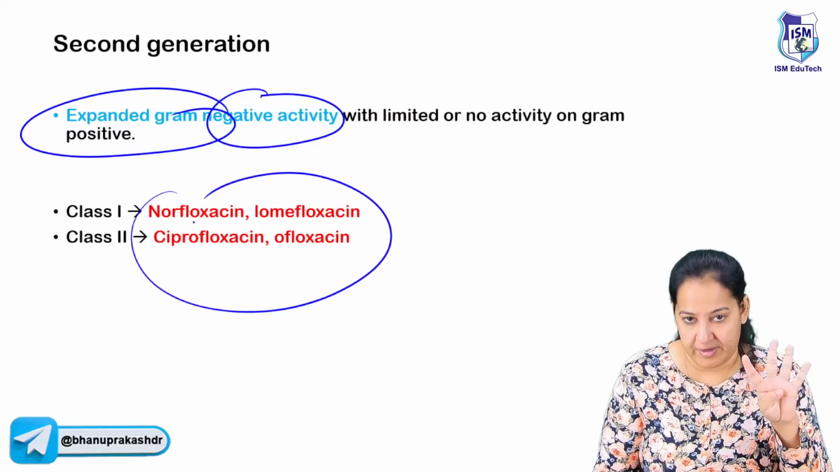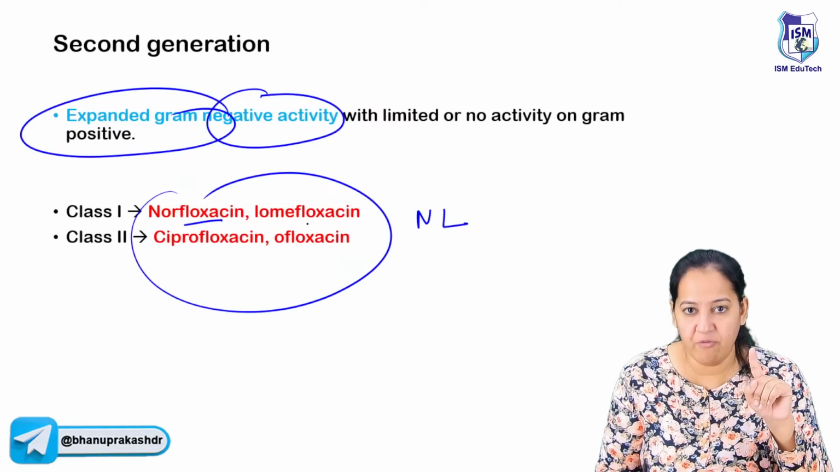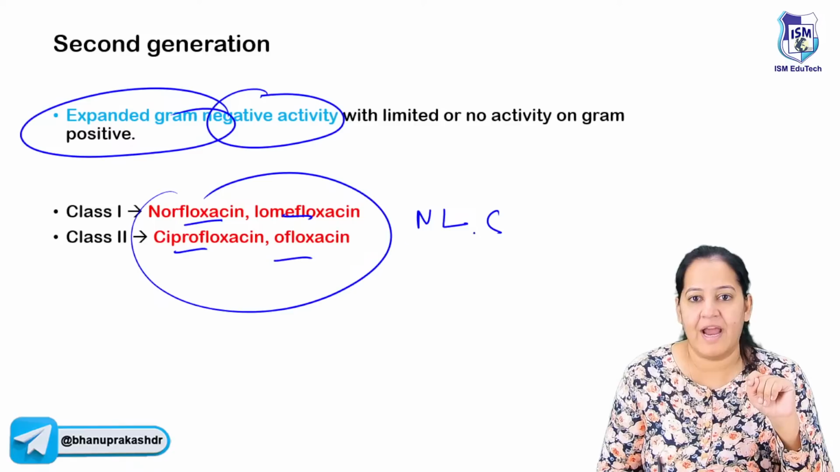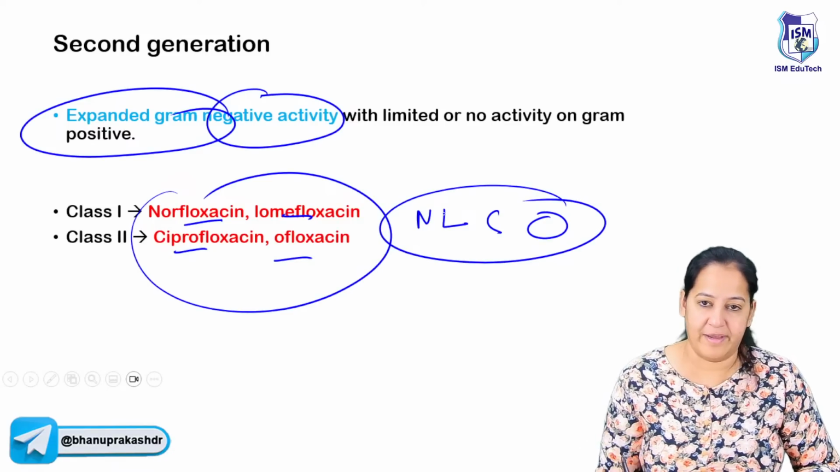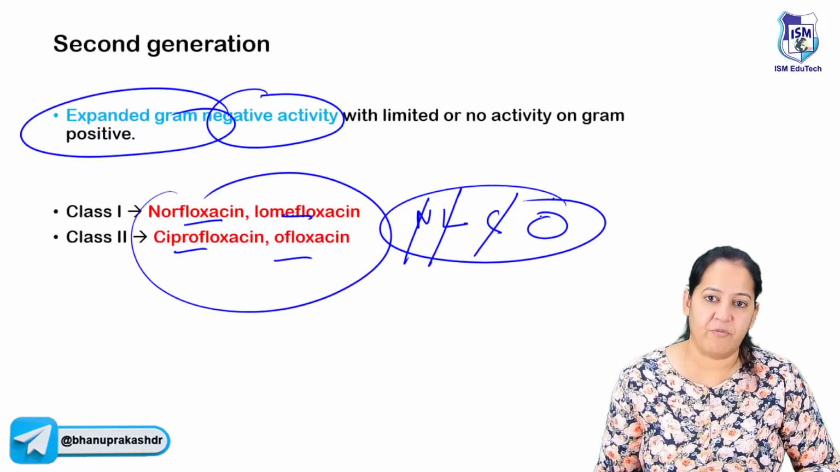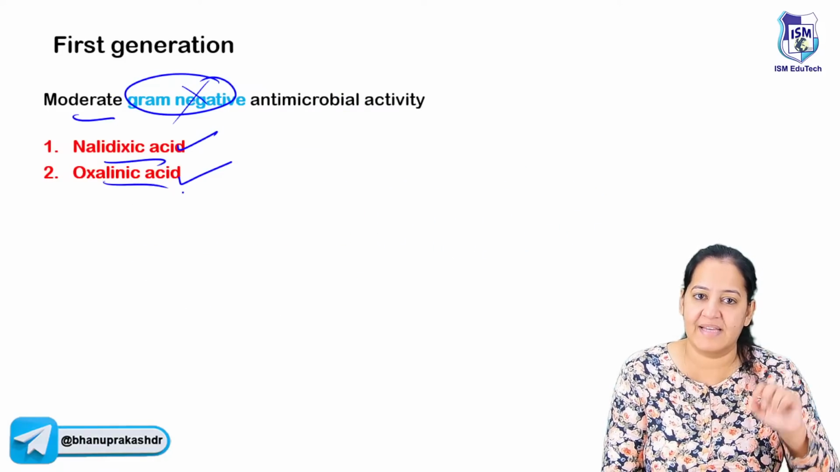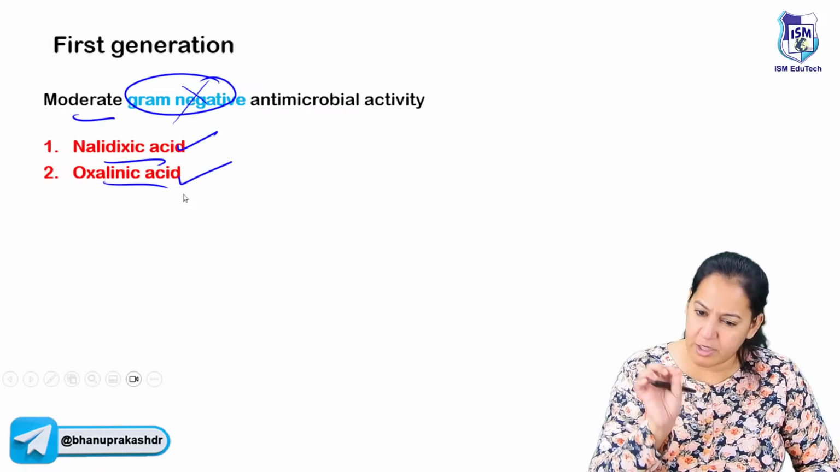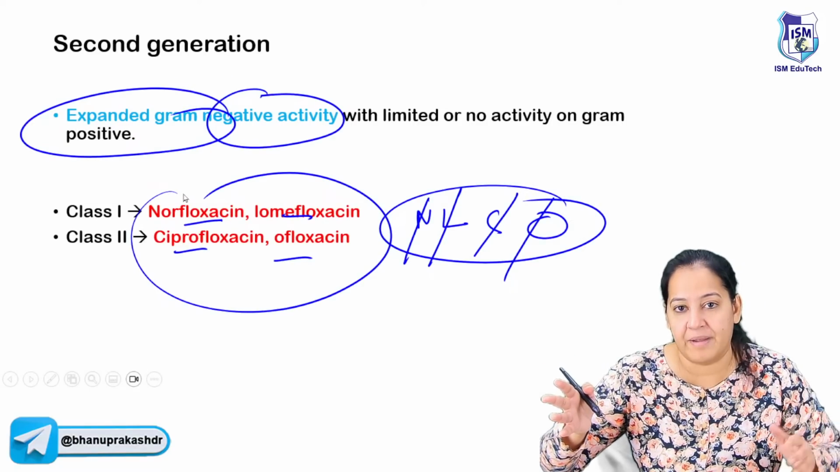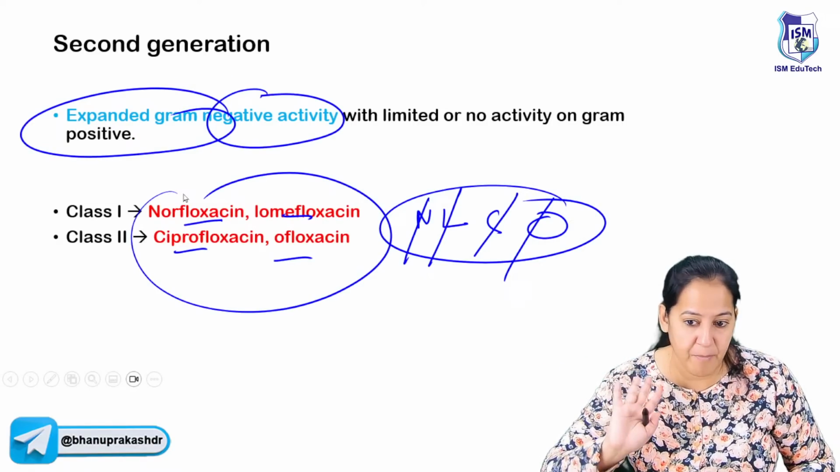So here there are 4 drugs, norflox, limoflox, ciproflox, and oflox. You can make some mnemonic. Norflox, limoflox, ciproflox, and oflox. Here we have only 2, nalidixic acid and oxalic acid. This kill gram-negative, few gram-negative. This kill maximum gram-negative, not even gram-positive. Abhi tak gram-positive nahi aaya hai.